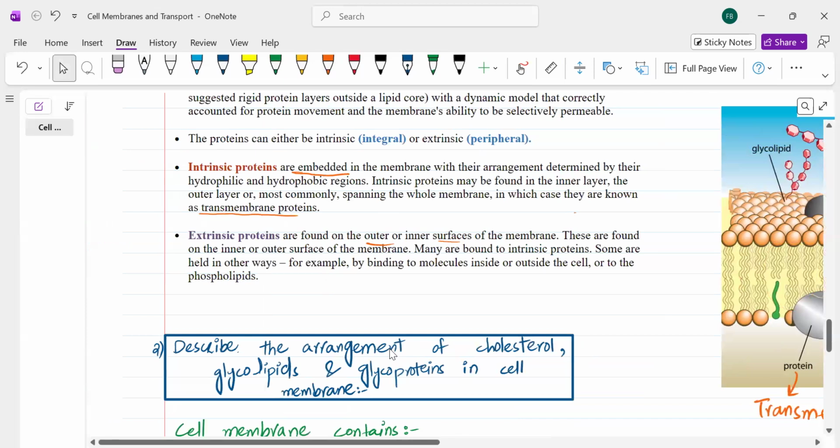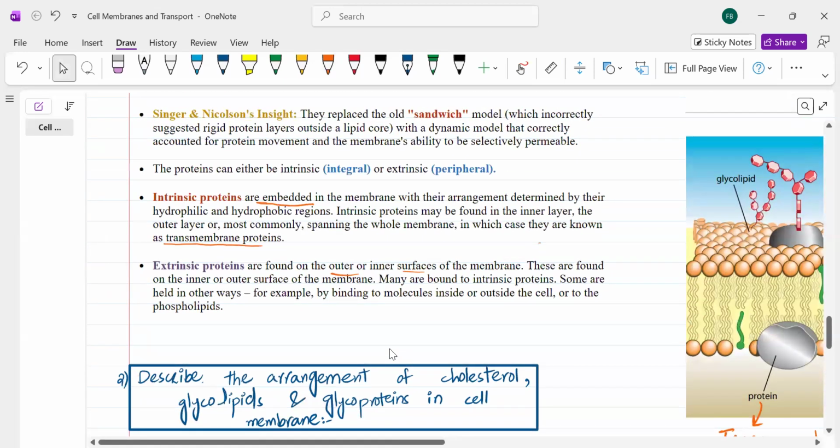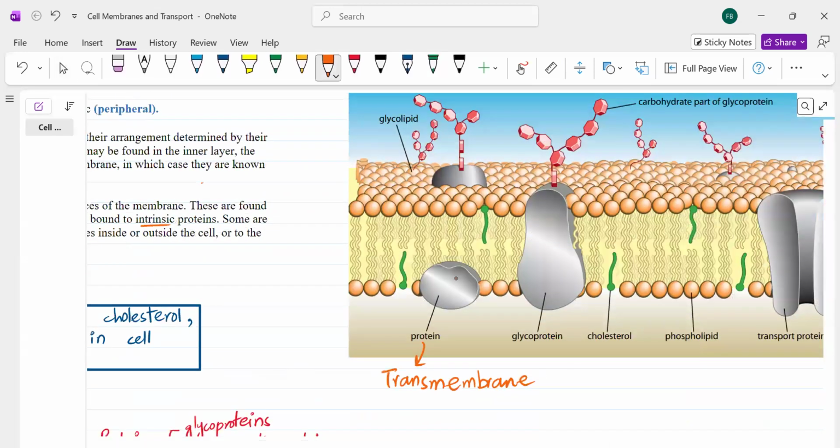So the extrinsic proteins are found on the outer or the inner surface of the membrane, and many are bound to intrinsic proteins. Sometimes this is an intrinsic protein, so they will be bound over here. Sometimes they are directly attached to the inner side of the membrane, or to the outer side of the membrane, and sometimes they attach to the protein. Clear?